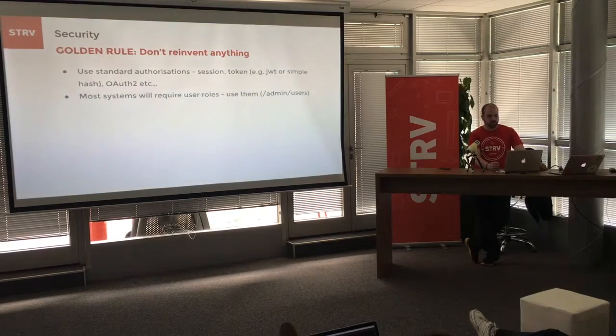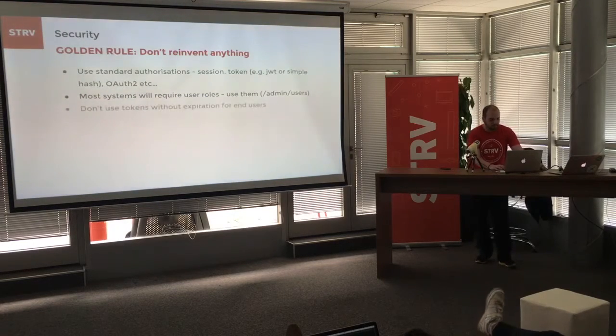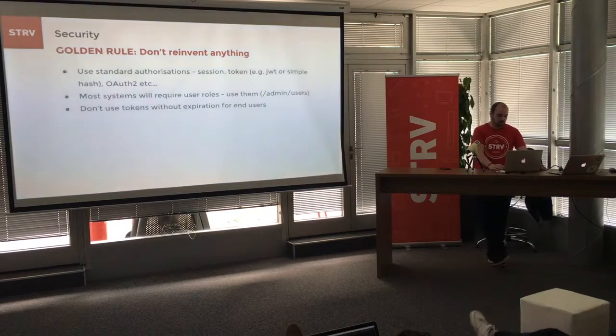Most systems will use and require user roles, so it's good to use them in your API. The other thing which I don't recommend is to use tokens without expiration for the end users. In this way you can easily lose track of who has access to your system. So I also recommend putting an expiration on every token which you generate for access.